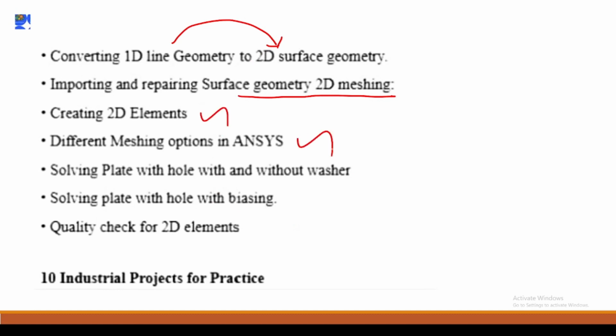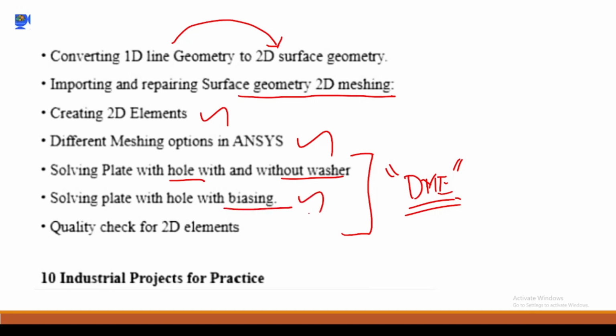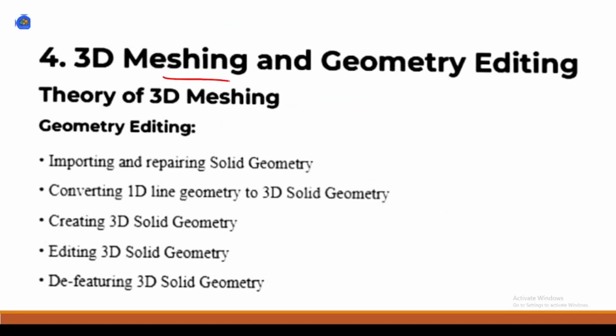What are all the different mesh options used in the ANSYS software? Then we'll also see a sample problem related to your design of machine elements or machine design, which you might have studied as a subject in your engineering, where we'll be applying different meshing techniques to model and mesh a plate with a hole, with and without a washer, and what is a biasing technique which can be employed. We'll also do some 2D element quality checks for the meshing, and we'll also give some 10 industrial projects for practice.